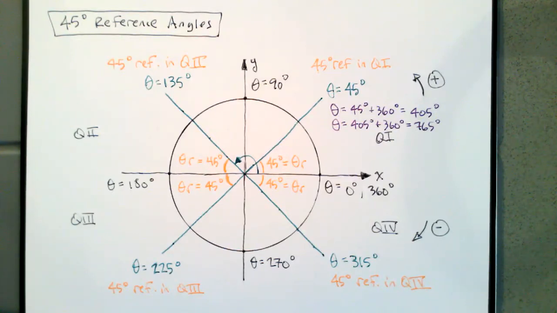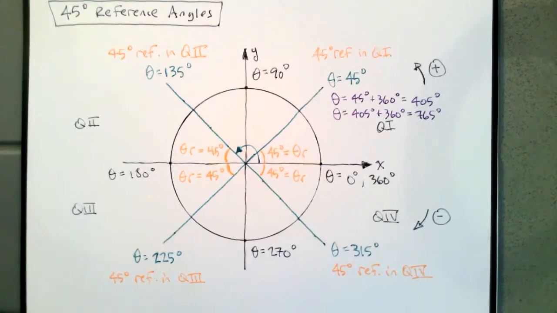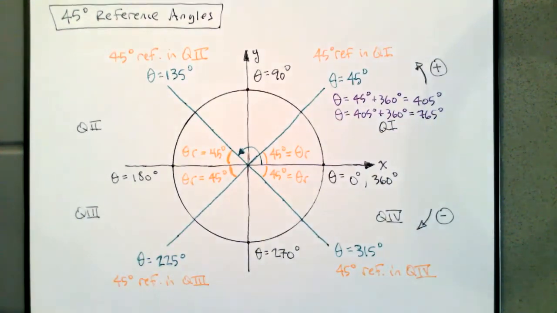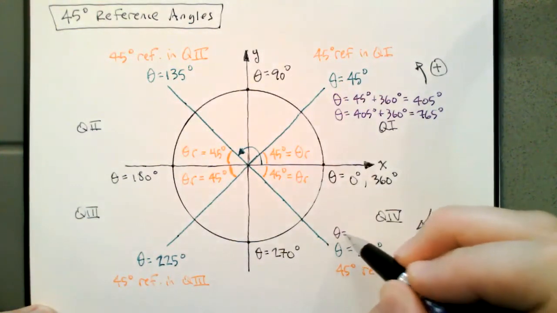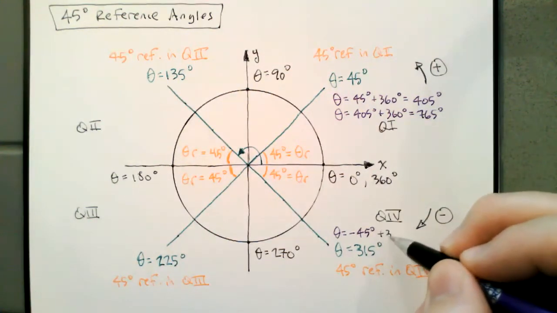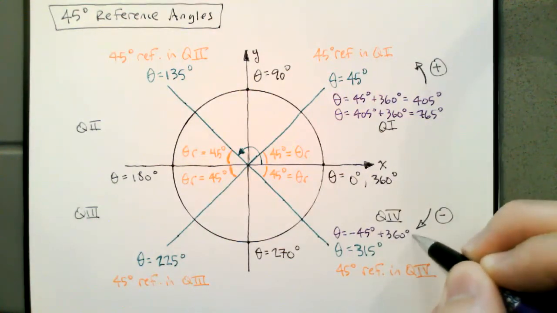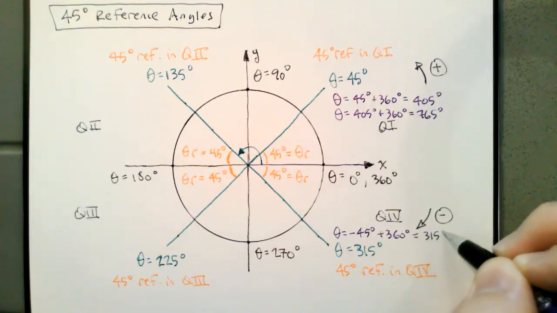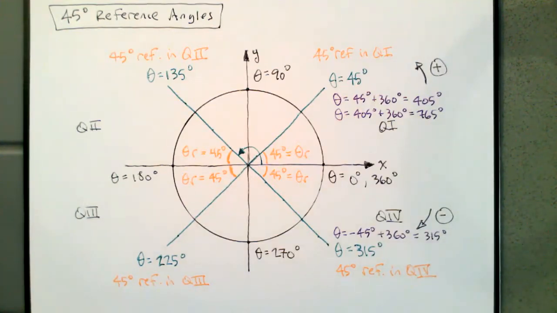We can also go backwards. So 315 degrees, we can also read as negative 45 degrees. If we're looking at negative 45 degrees and I add a full circle, negative 45 degrees is coterminal with 315 degrees. Now we know that 315 has a 45-degree reference angle.